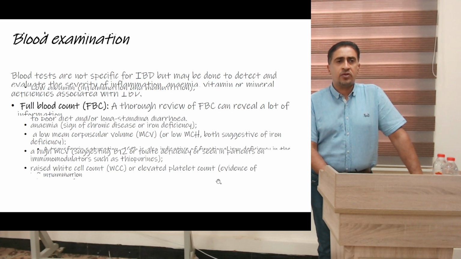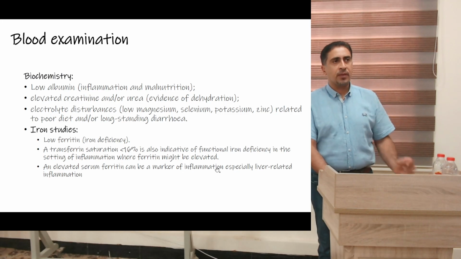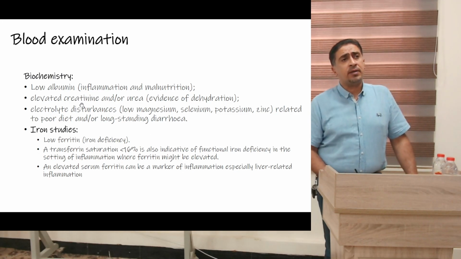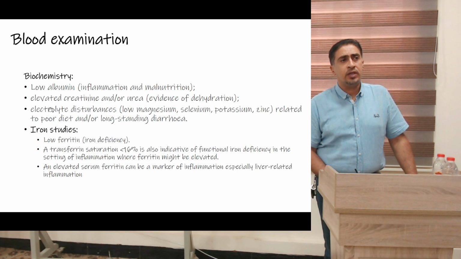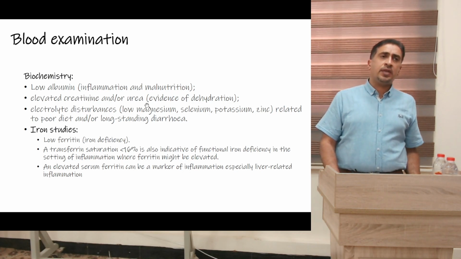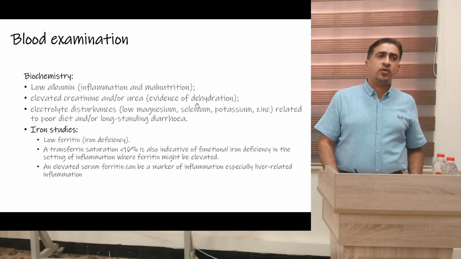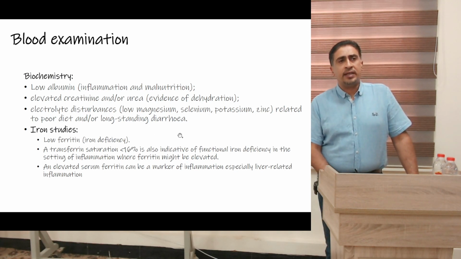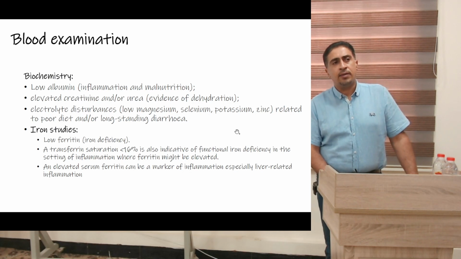which can give you a hint whether the patient has evidence of inflammation, especially if they have a concomitant microorganism like infectious colitis. Other blood investigations we usually send are inflammatory markers. When you see low albumin, it means the patient has strong inflammation or malnutrition. Elevated blood urea and serum creatinine happen with active disease when they have evidence of dehydration. Electrolyte disturbance is related to poor diet and long-standing diarrhea, so it can cause low magnesium, selenium, and potassium.